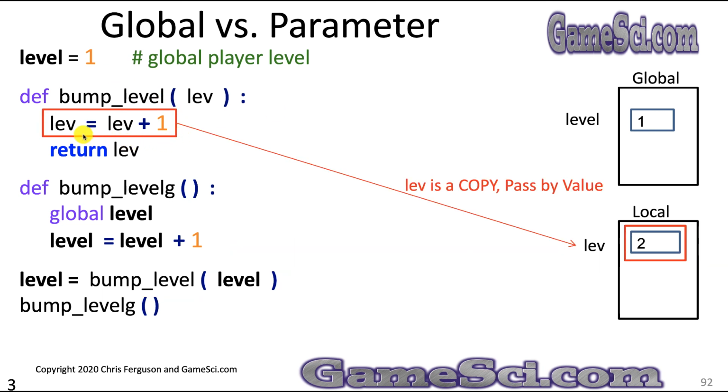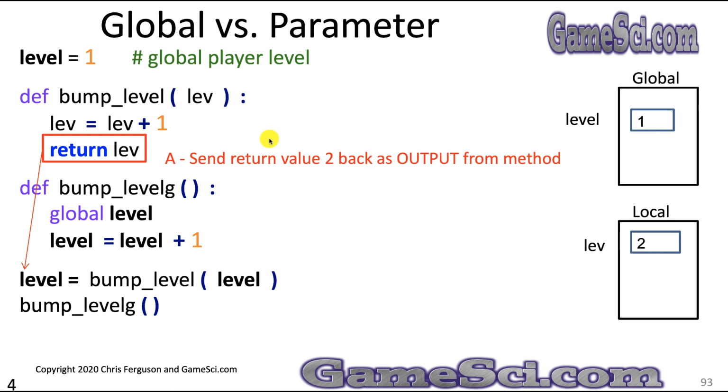With that parameter, we can execute lev equals lev plus 1, and the copy, passed by value, changes to 2. Now these are two separate variables. Level is a global, lev is a local. We're changing the copy to 2. We will then return lev.